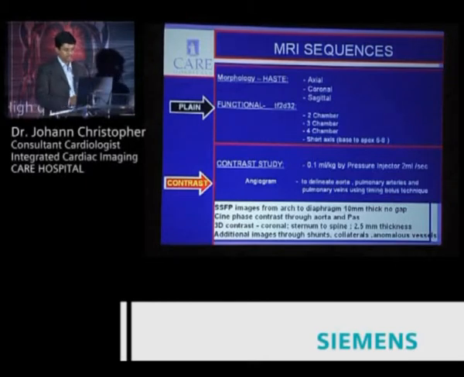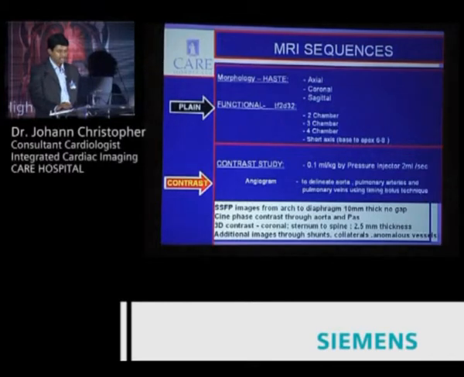So briefly going through some of the MR sequences, basically we start with the localizer and go on to the HASTE. We take the sections, axial, coronal and sagittal, from base to apex. Once that is done, we go straight on to the functional imaging, which is SSFP sequences, and based on whatever HASTE images we have, we construct the 2-chamber, 3-chamber and 4-chamber views, and then do a whole stack of short axis right from the base, just above the mitral valve, and go right down to just below the ventricular apex and include the atria whenever there is a requirement.